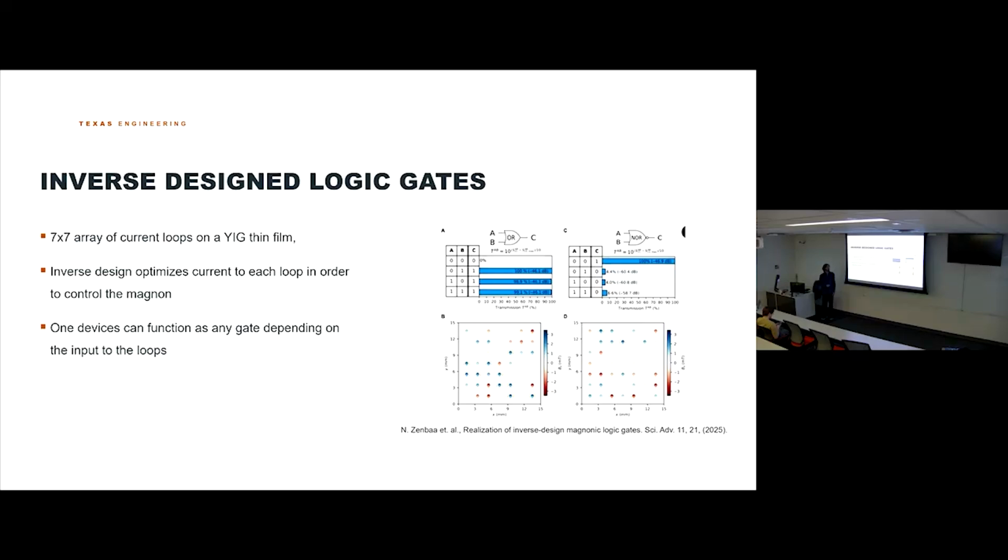Then I'm going to talk about the inverse design of magnon logic gates. This is relatively recent, and what's being done here is they're using the inverse design method I mentioned earlier to optimize the current through a 7x7 array of current loops on a thin YIG film. And what this does is it allows one device to be used as any logic gate based on the current input. And over here we can see the high accuracy of the results for a couple of gates that they demonstrated.